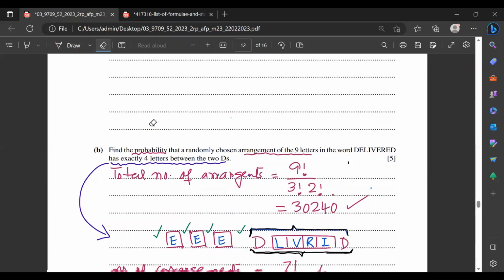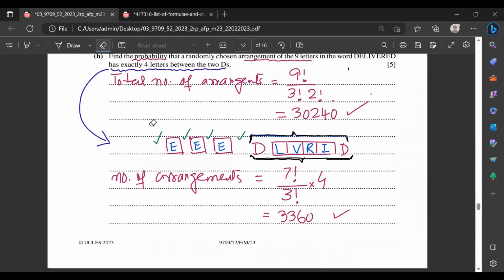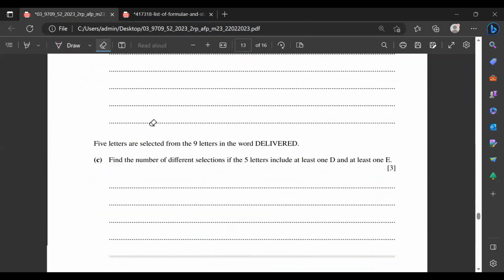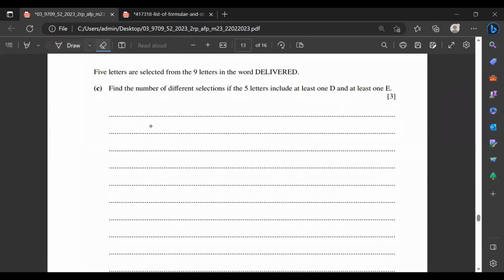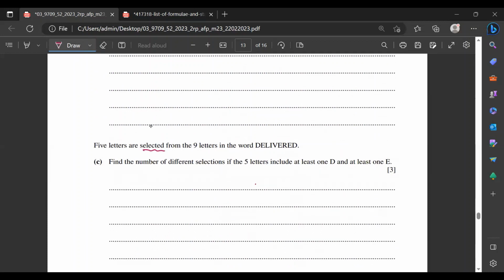Okay, now I think it's clear. The last part: 5 letters are selected from the 9 letters of DELIVERED. Selected means this is part of the concept of combination. Find the number of different selections of 5 letters if the letters include at least 1 D and at least 1 E.